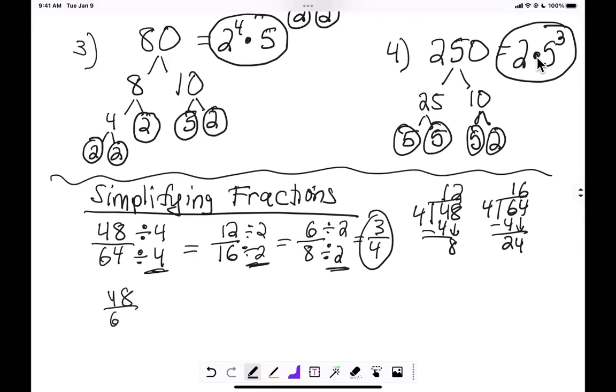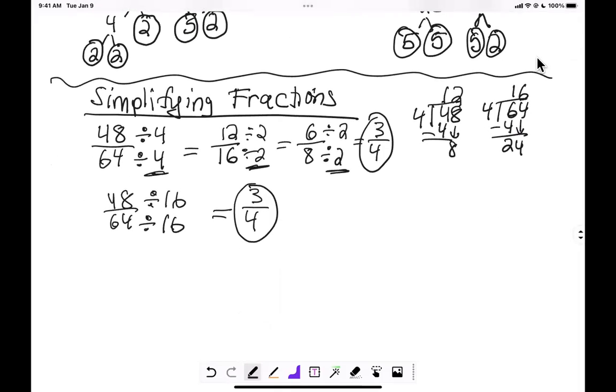48 divided by 64. Now, not a lot of people see that you can divide by 16. That's why I wanted to show you how you can just keep going till you get an answer. That would be 3, and that would be 4. So in one step I could have the answer, but I wanted to show you different stages, different steps, if you had to. Now, that was like last section that we just did.